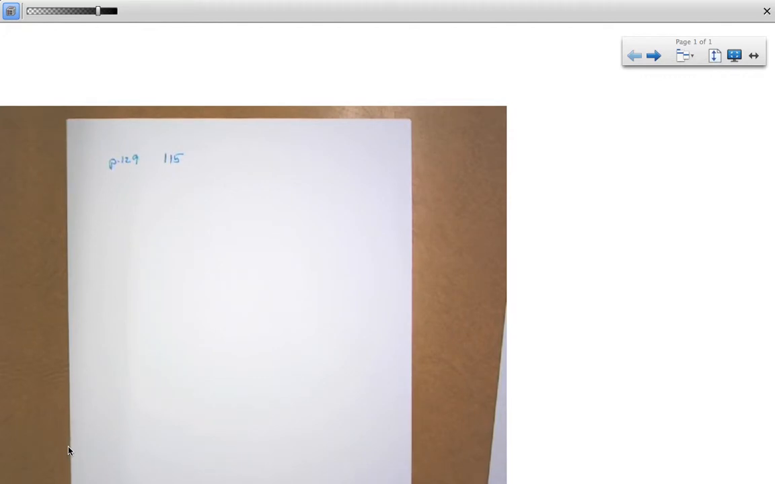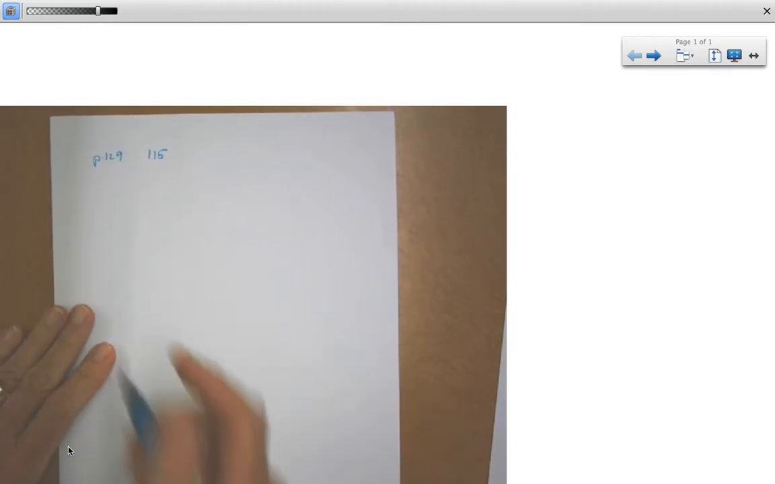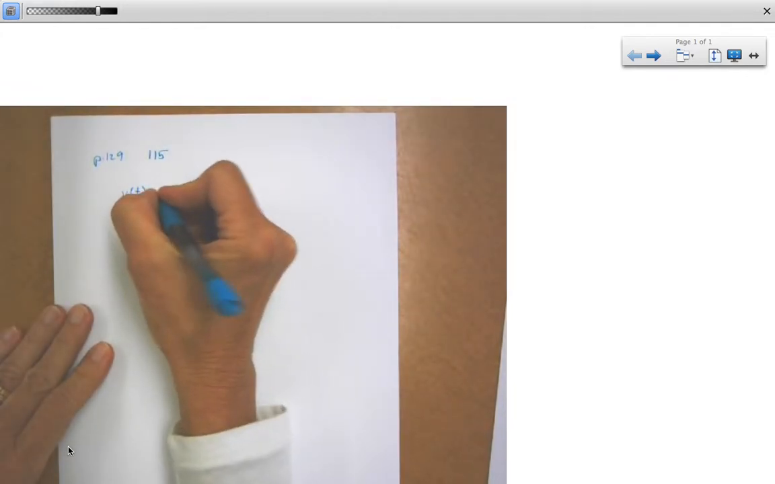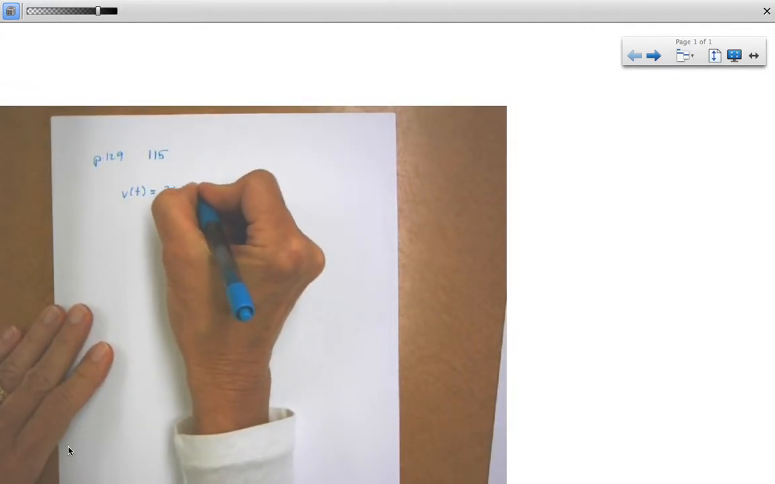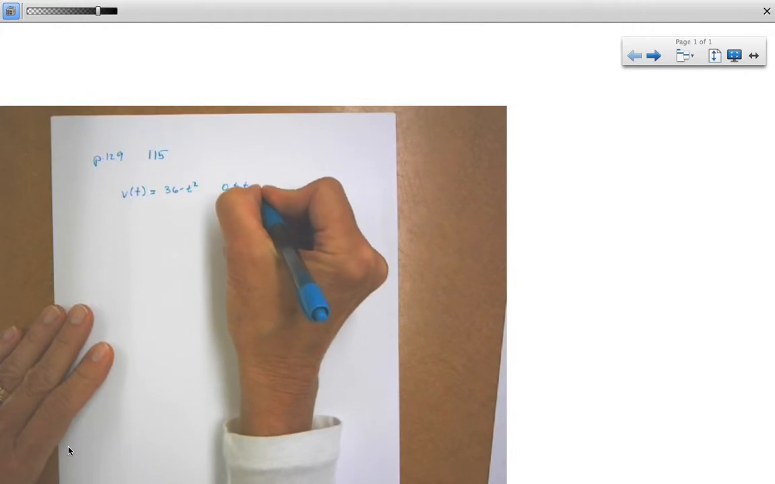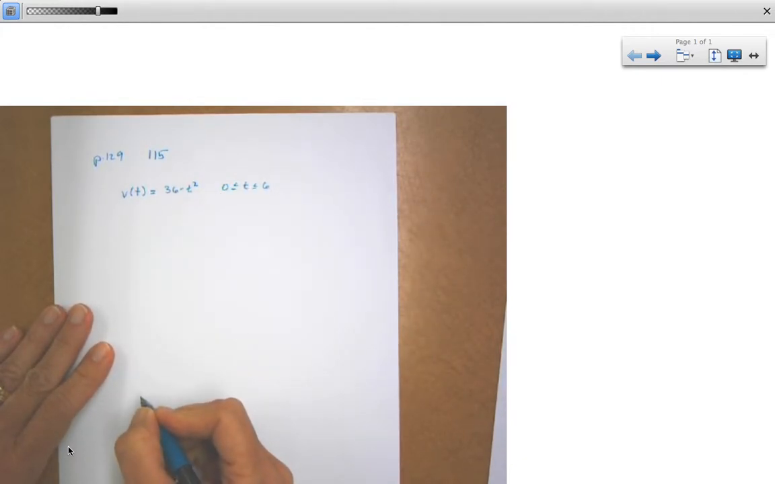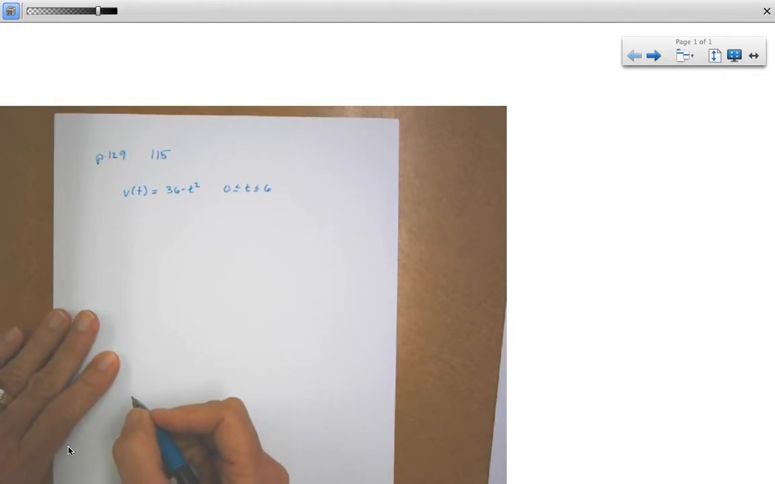This question was for homework, and I'm going to talk about it quickly. On page 129, the velocity of an object in meters per second is 36 minus t squared, where t is between 0 and 6. Find the velocity and acceleration of the object when t equals 3. So let's go ahead and find those values.